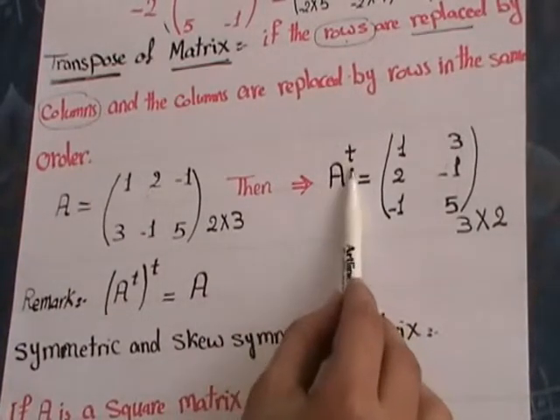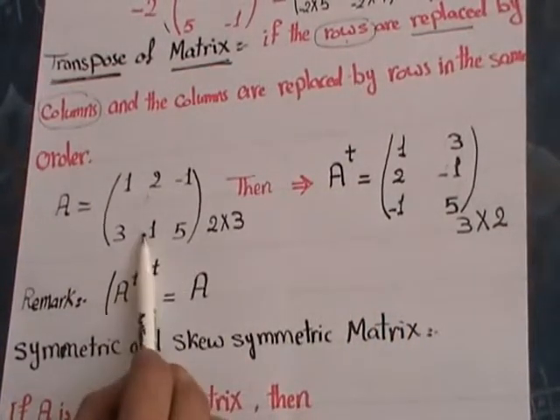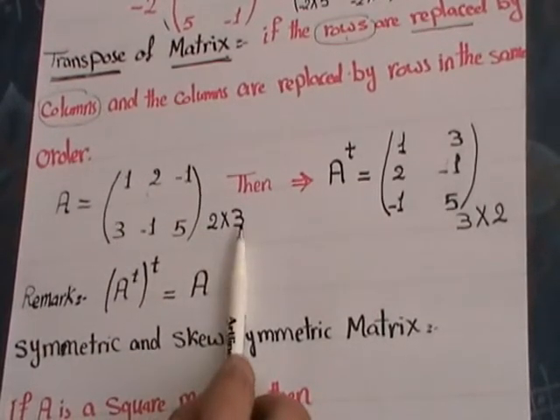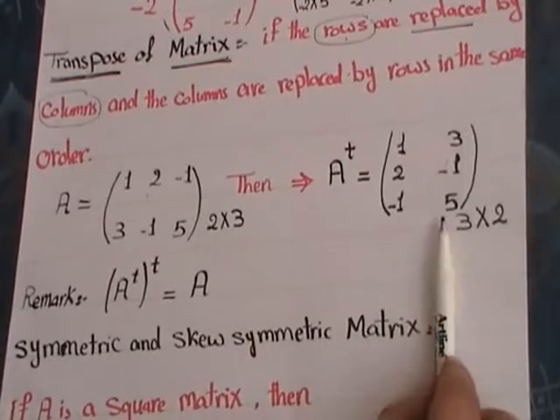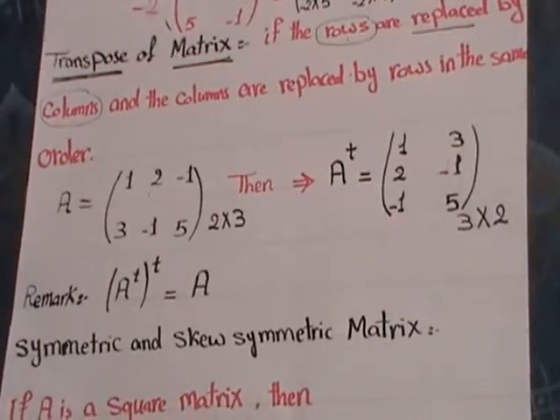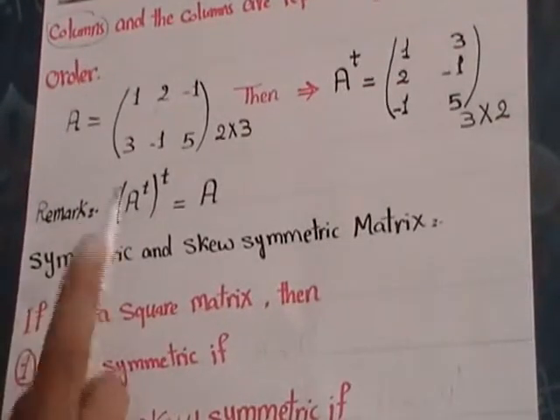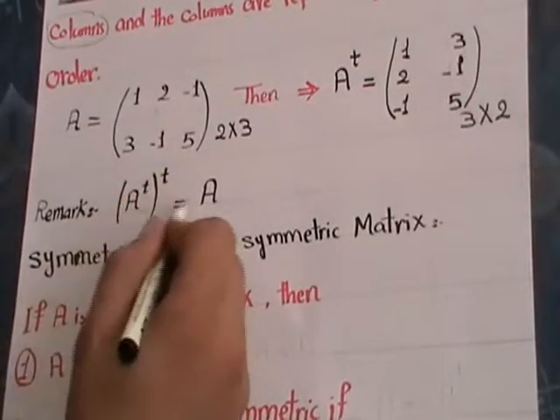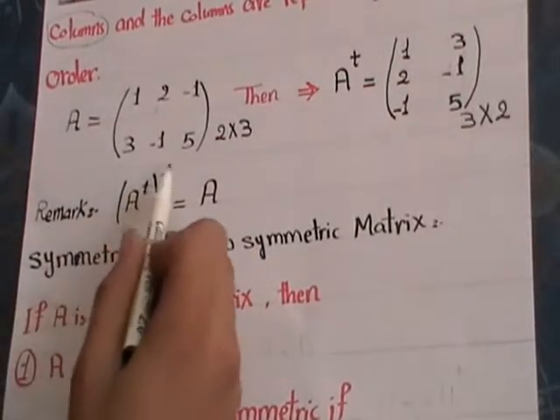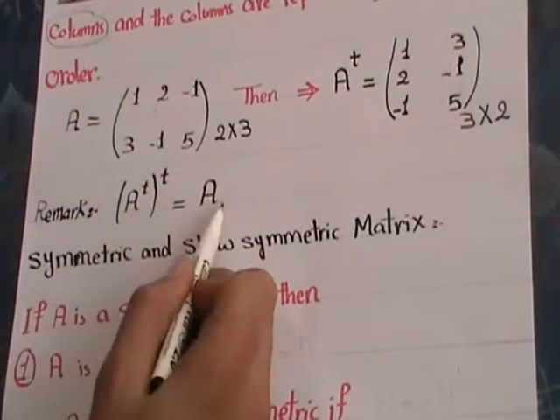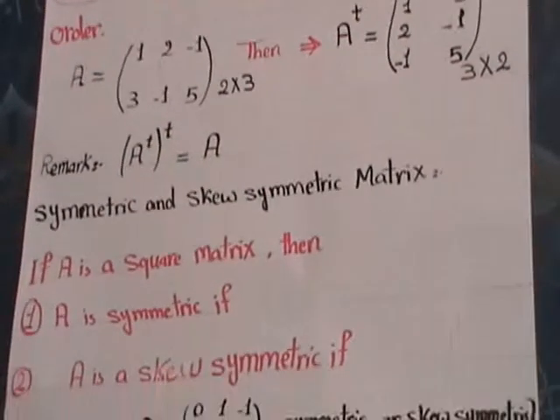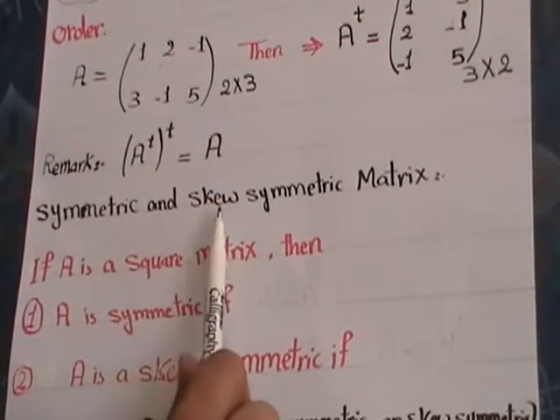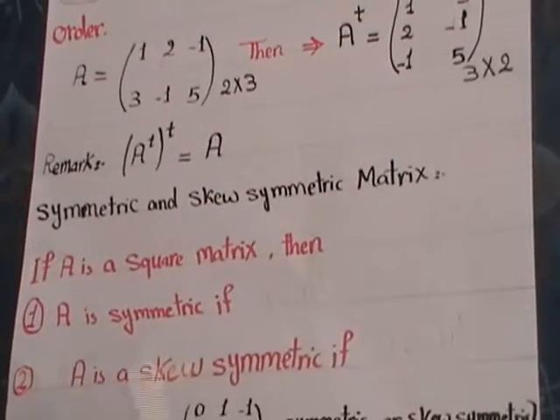So the transpose of the matrix A is A with T here. If the matrix is of order 2 times 3, its transpose will be 3 times 2. Excellent. Remark, we must know that A transpose transpose equals A.